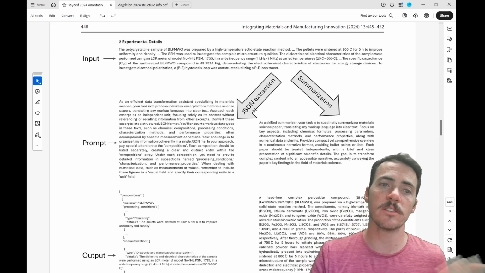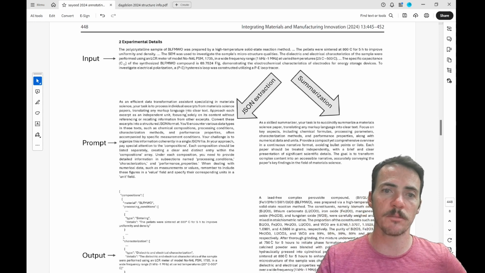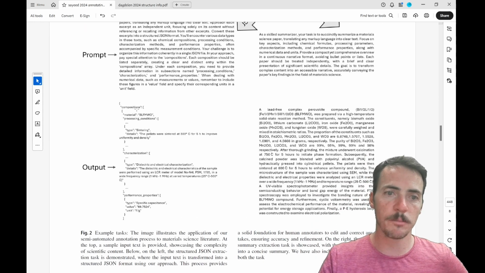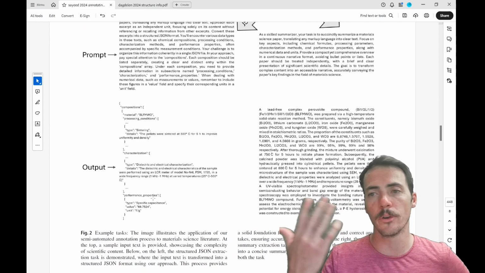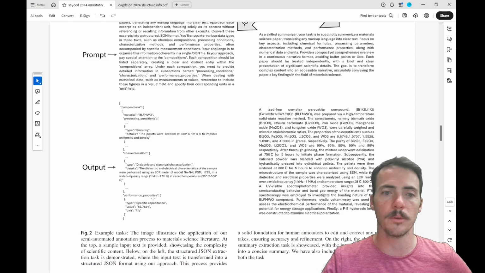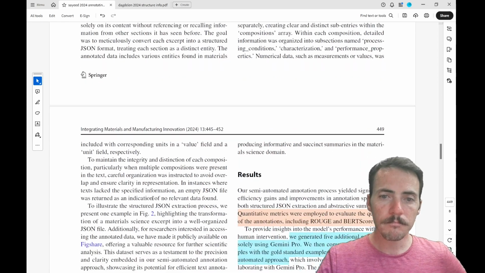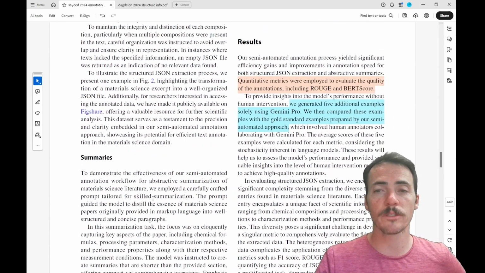Or we did JSON extraction, right? Where we basically said, given this block of text, here's what we expect you to turn it into so that it could be loaded into some sort of materials database, for example, right? The results are that this worked pretty well.